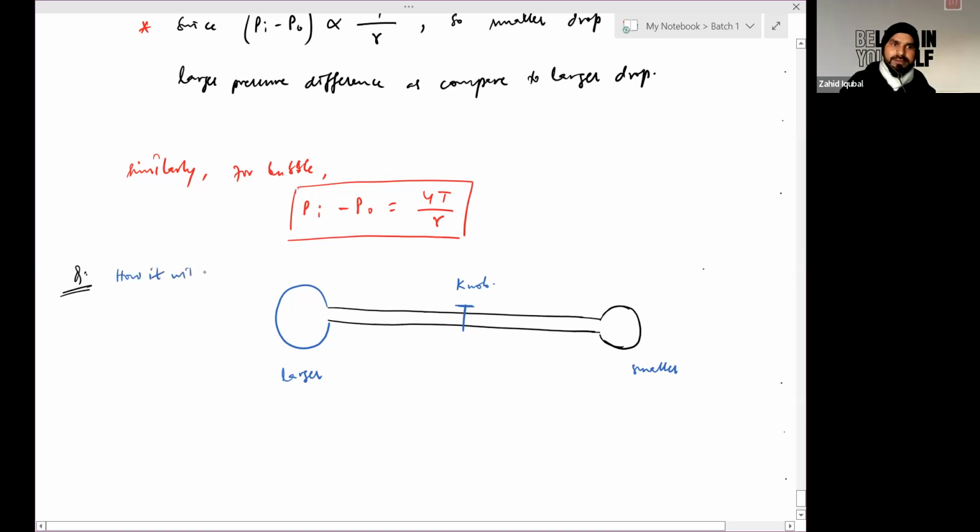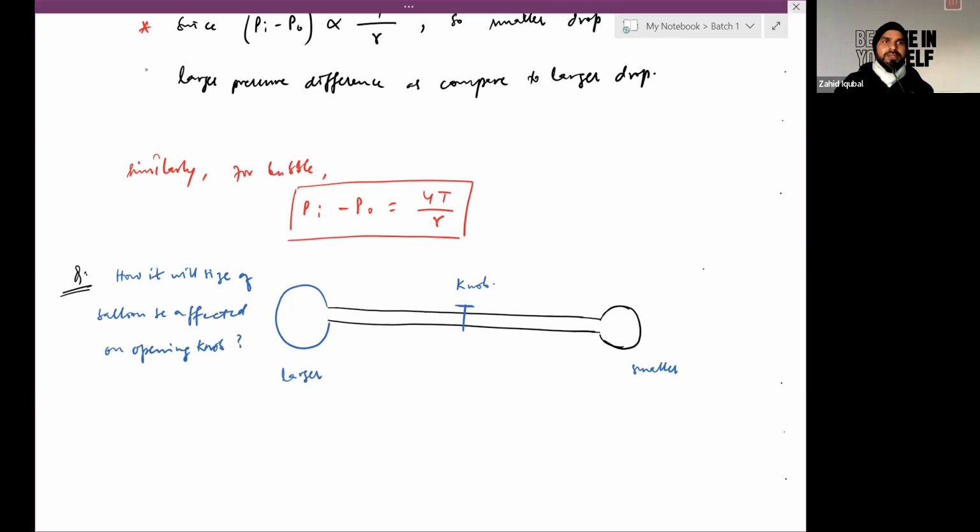How will the size of these two balloons be affected on opening the knob? Try to answer according to the above concept.